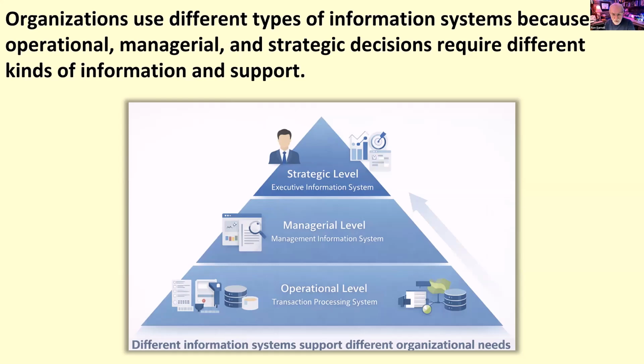At the strategic level, executives need broader, higher level information that supports long range planning, competitive analysis, and major organizational decisions. These systems focus less on individual transactions and more on patterns, trends, forecasts, and organizational direction. The important point is that information systems should match the level of decision making that they're intended to support. A system designed for operational efficiency is not the same as a system designed for strategic planning. And understanding that distinction helps managers evaluate whether the organization has the right systems in place for the right purposes.